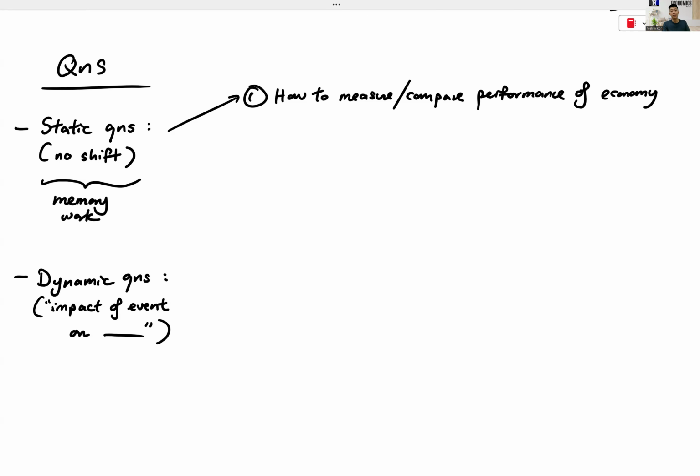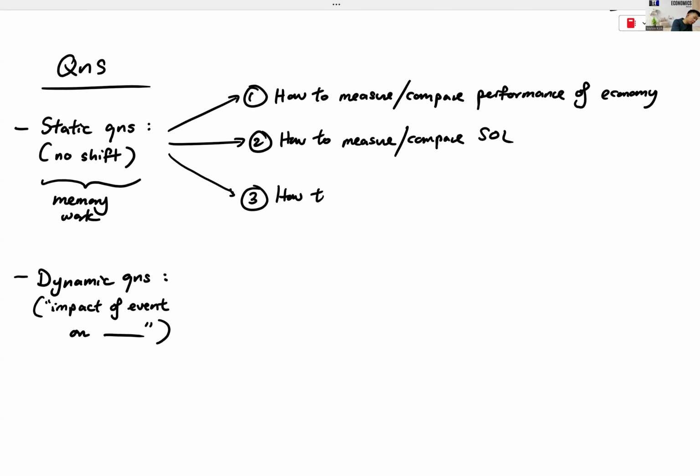Okay. The second one, aside from how do you measure, how to compare performance, they can ask you how do you measure, compare standards of living. Compare means you can compare across time, across space. They can also ask you how to measure equilibrium level of national income using circular flow model.